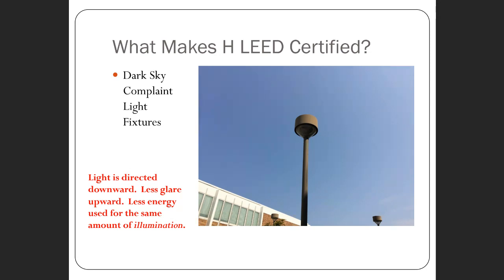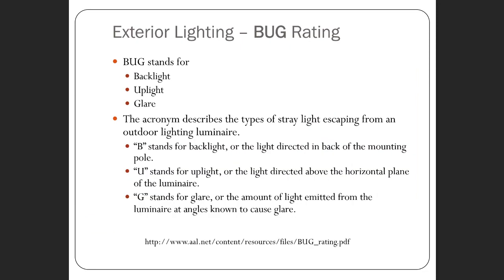Remember one of the things that the movie talked about was dark sky compliant lighting fixtures. We have those at Triton; it's one of the things that makes the H building certified. We have the fixtures designed to direct the light downward and have less light going upward, less waste up into the sky, more light down, less waste up, less energy for the same amount of illumination. So this is a good, well-designed lighting fixture.